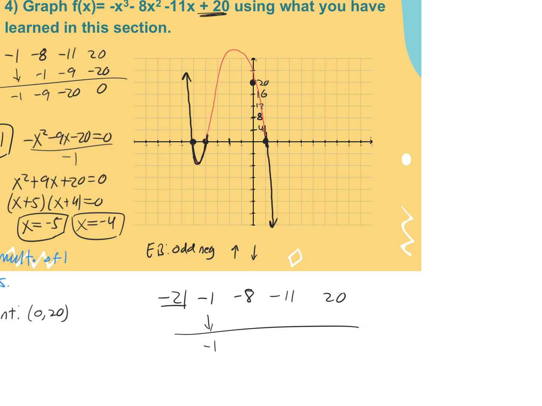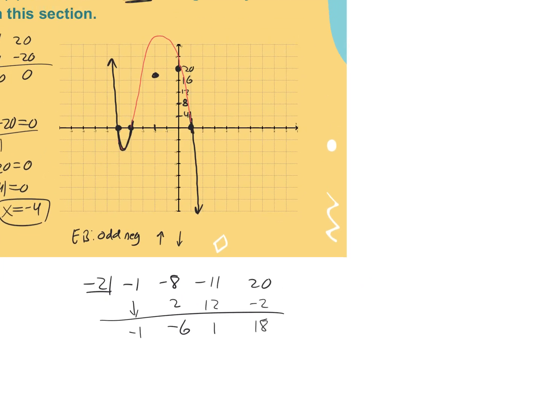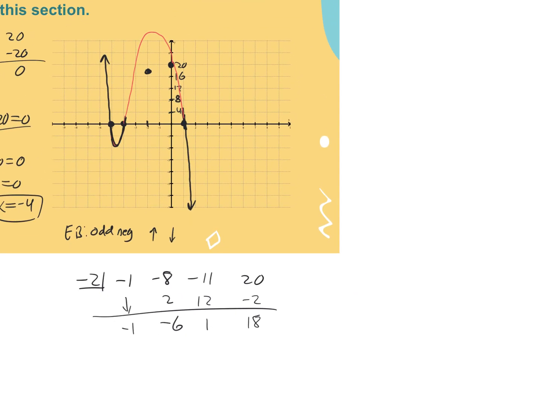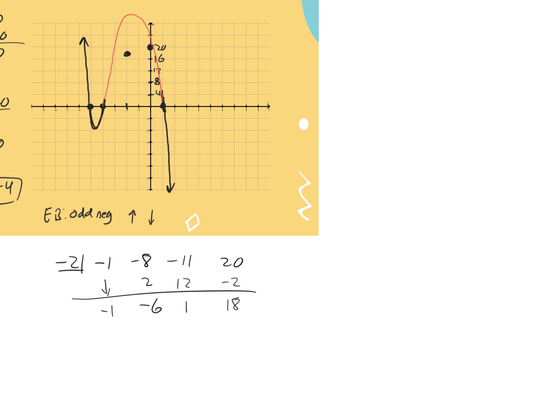So it's going to get us negative 1, 2, negative 6, 12, 1, negative 2, and 18. So at negative 2, I'm going to have a point somewhere, let me see. 18 is going to be somewhere right there. Okay, so I'm a little bit off. Let's actually see what happens somewhere else. This is a little different than what I thought it was going to be. So let's try maybe negative 1. I want to see what happens there. So let's try negative 1.